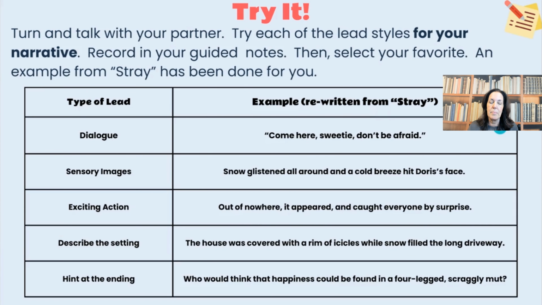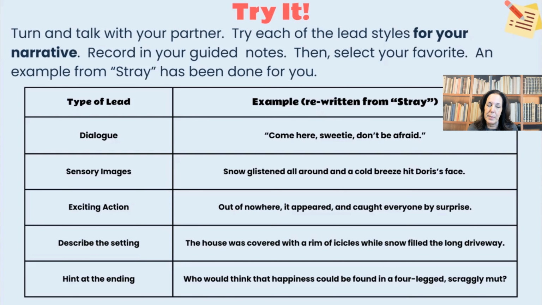Okay, so for dialogue, this is not what the author did. This was an idea I had. The author could have started with the dialogue, "Come here, sweetie, don't be afraid." And I'm thinking of Doris kind of coaxing on the little stray dog. Sensory images. Snow glistened all around and a cold breeze hit Doris's face. Okay, you don't have to use all 5 senses when you do that. Exciting action. Out of nowhere it appeared and caught everyone by surprise. Right, so that's kind of intriguing. I was kind of referring to the dog, by the way.